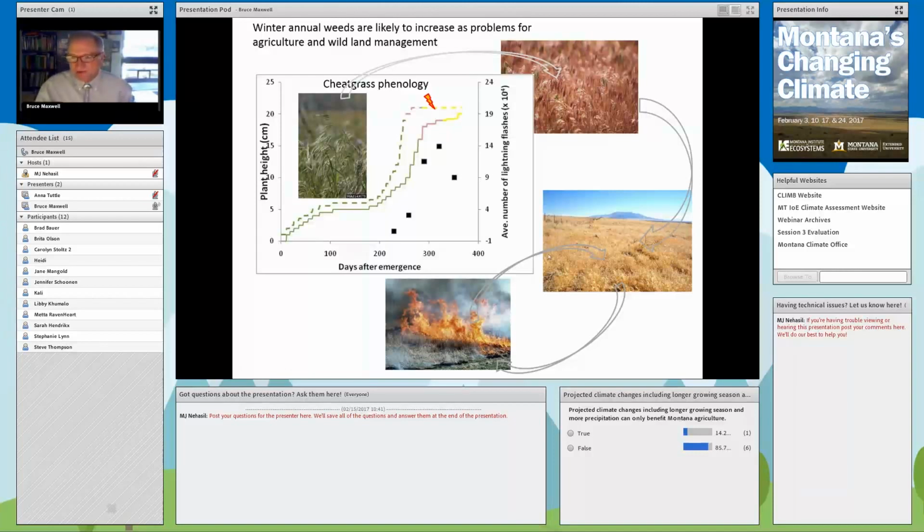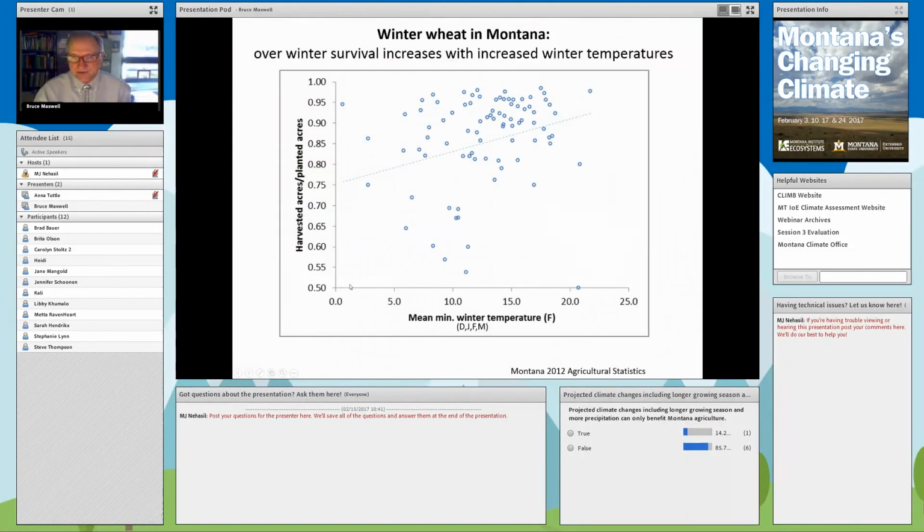Winter wheat has certainly done better, with survival increased. On the y-axis here I have harvested acres per planted acres. So that's basically the proportion that's surviving to harvest. And in Montana, I sort of had this history of a love-hate relationship with winter wheat for many years, where they would be encouraged because winter wheat would get higher yields, but at the same time, if you had a cold winter, a lot of it would die off, and especially if it wasn't covered by snow.